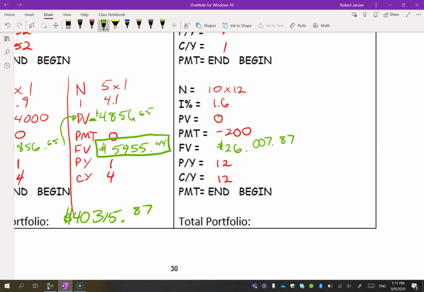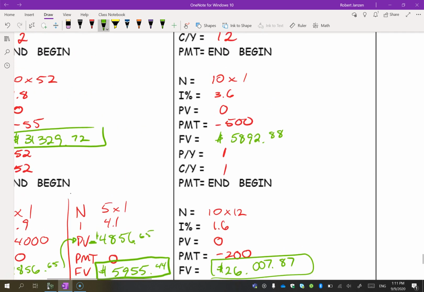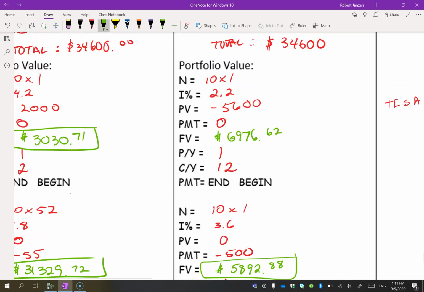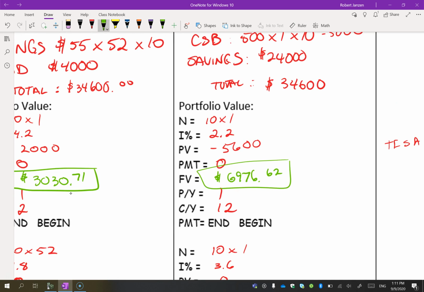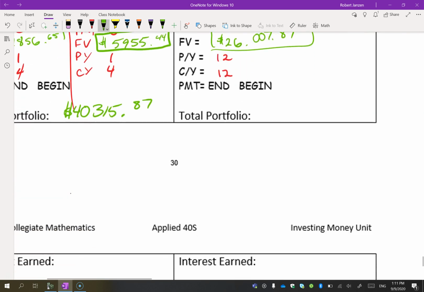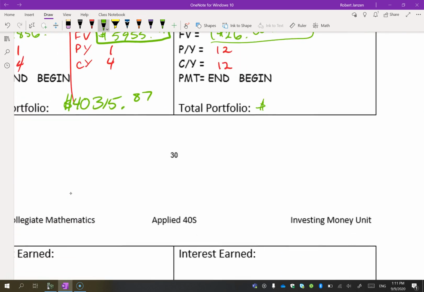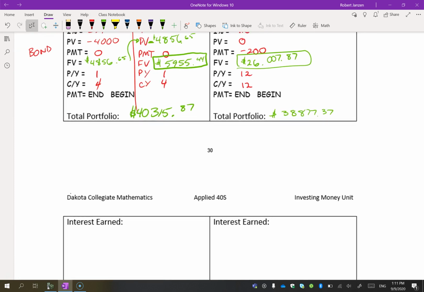Okay. What's the total portfolio? Well, we're going to add each of my final values. And we should end up with $38,877.37. So that's what their total portfolio is worth. Now it wants us to do a little bit of evaluation on them.